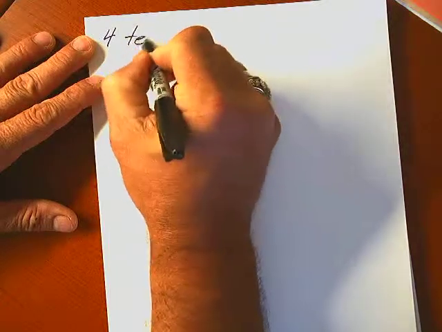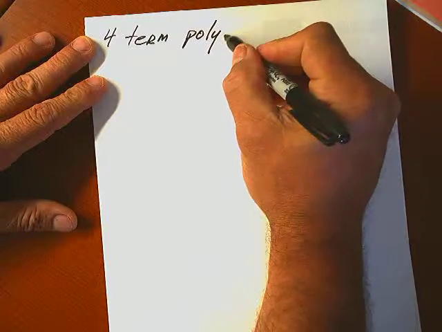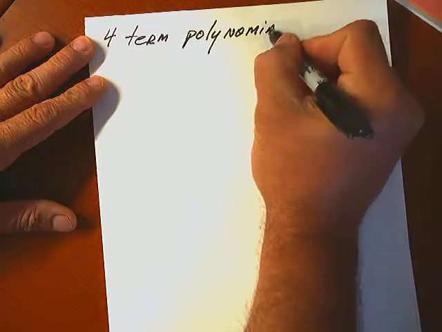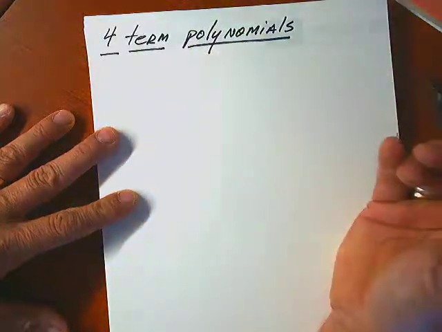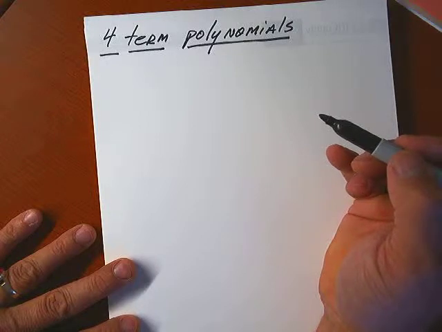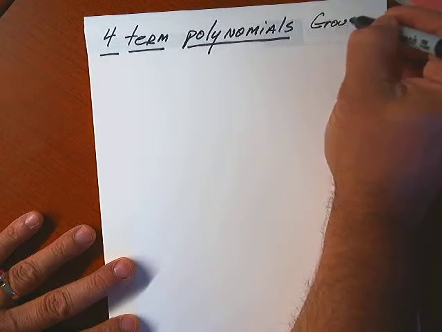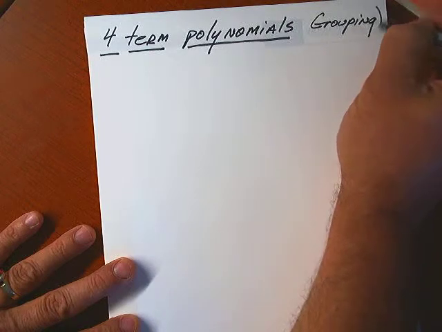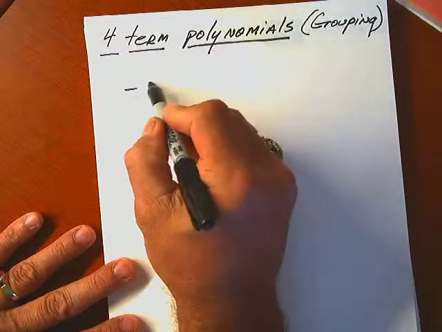Four-term polynomials. Factoring four-term polynomials is something you don't run into a lot, but when you do, you need to know how to do it, of course. There's two types of four-term polynomials. We use grouping when doing four-term polynomials. So there is a 2 by 2 group.